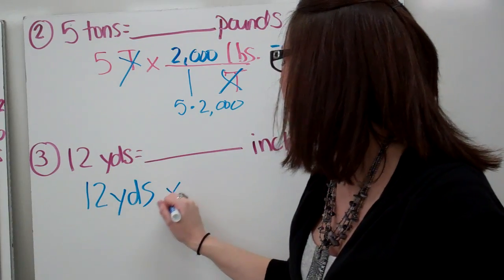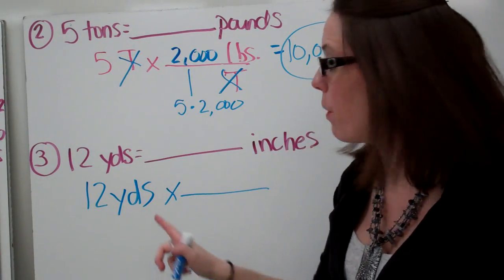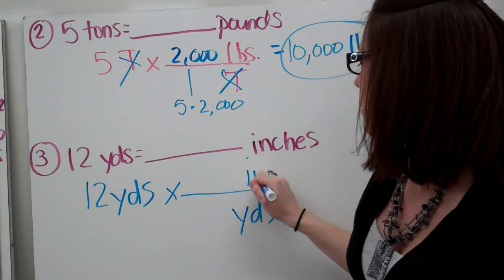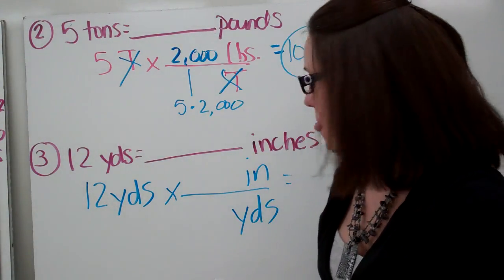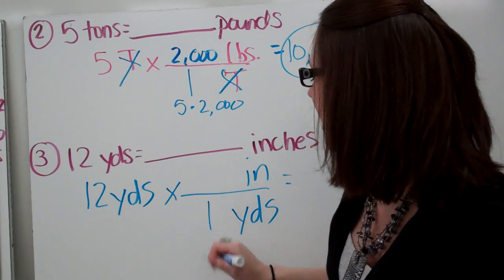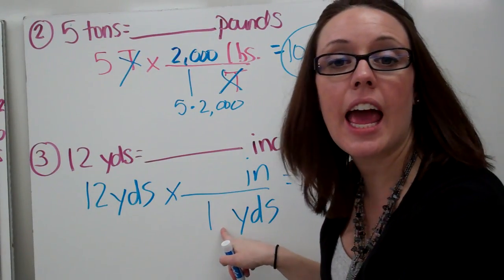12 yards times some ratio. Well, we want yards to be in the bottom so that they cancel. And we're going to inches. So, which is bigger, inches or yards? Yards is bigger, so it gets a 1. And how many inches is in a yard?